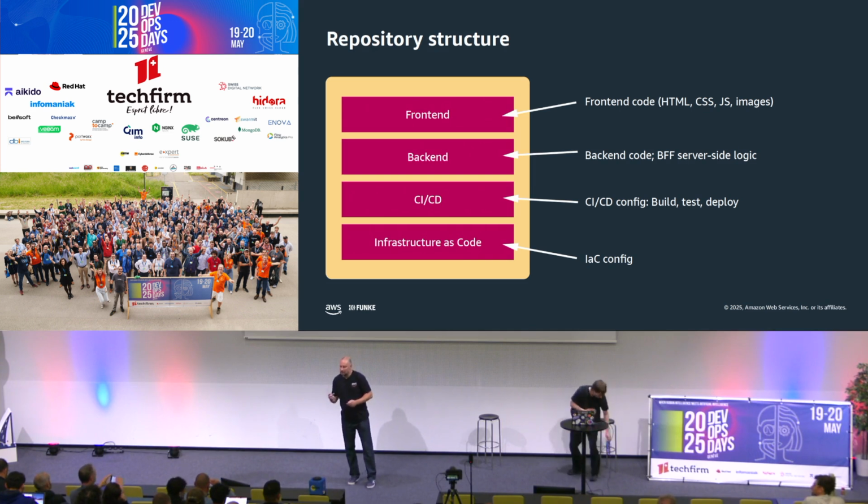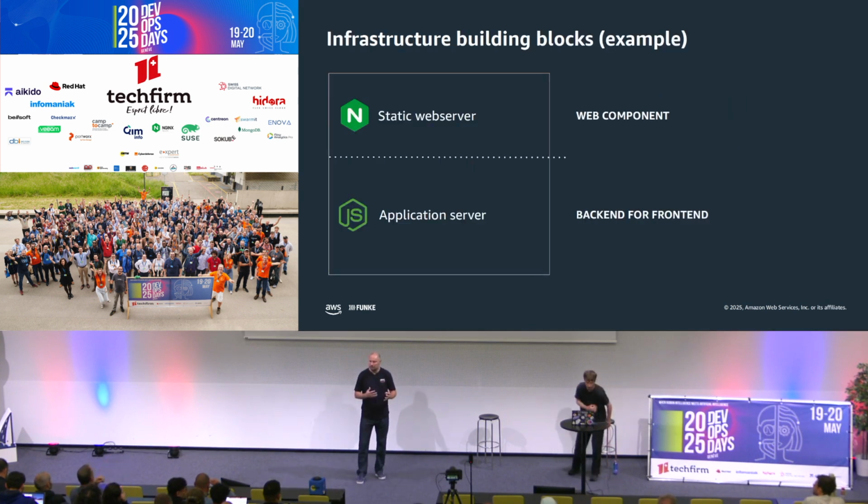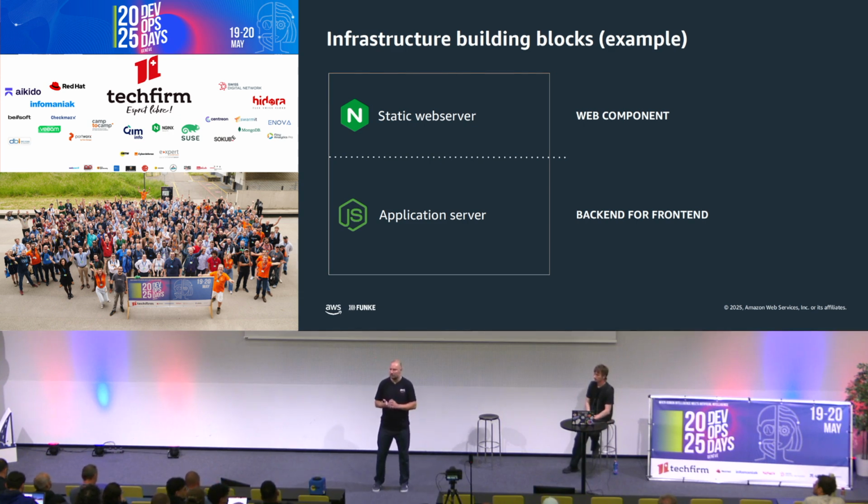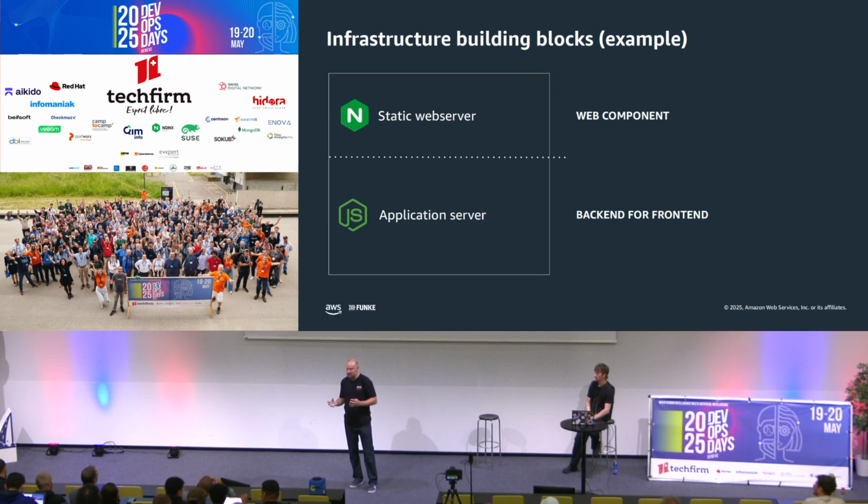In order to deploy that, you could use a simple container-based architecture, so you could put this in one or two containers, where one would be a static web server serving the web component with all its HTML, CSS, JavaScript, and so on. And for the BFF, you would use a little application server such as Node.js. So that is completely possible.